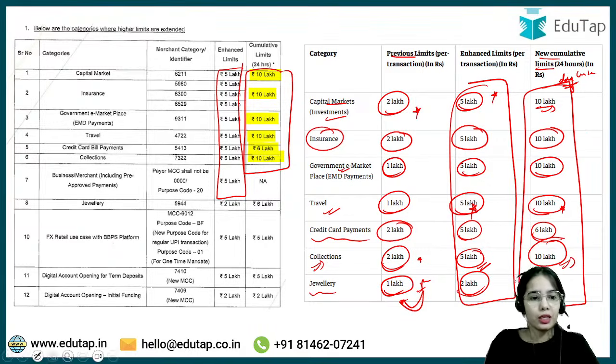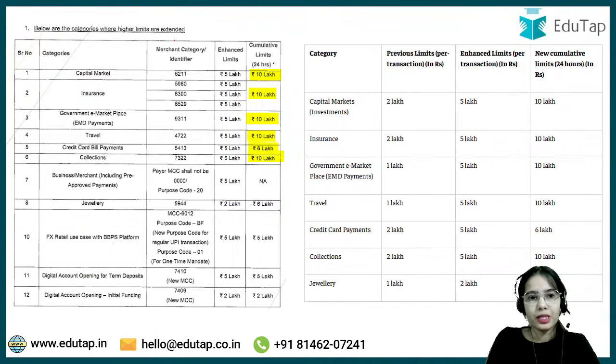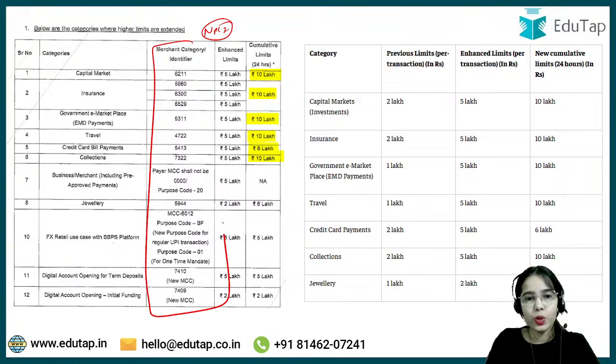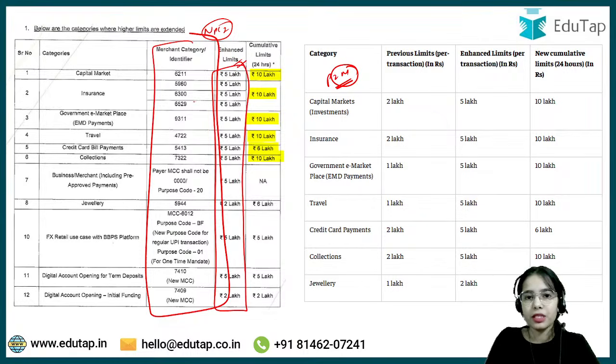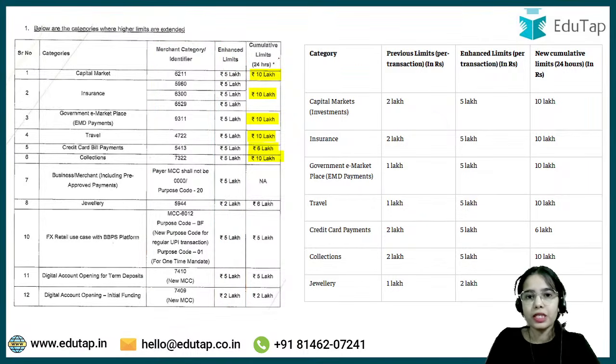This was given by the NPCI for UPI transactions. The merchant codes have been notified, that is, only the verified merchants. UPI payments only to the verified merchants can have the enhanced limits. So these are the enhanced per transaction limits, and these are the cumulative daily limits.